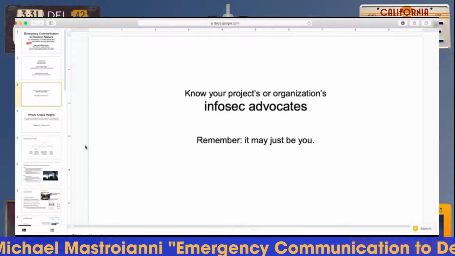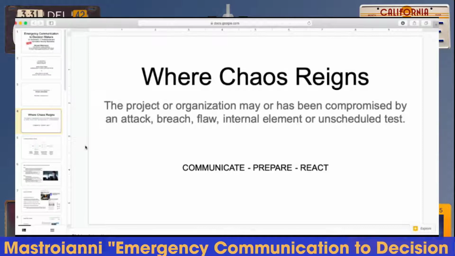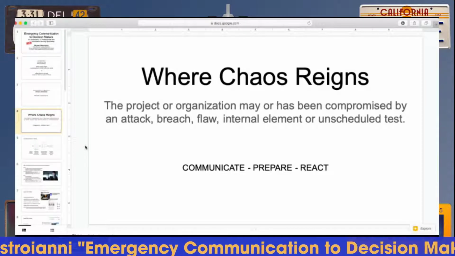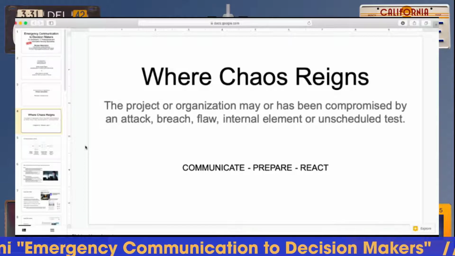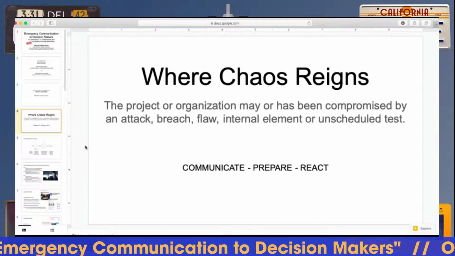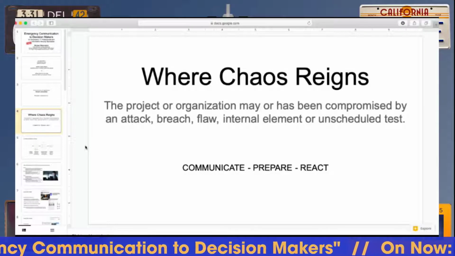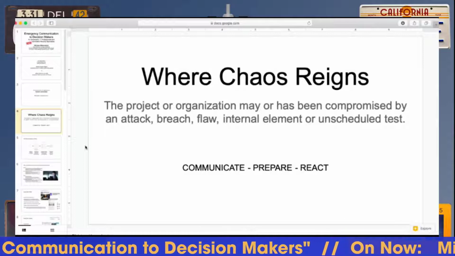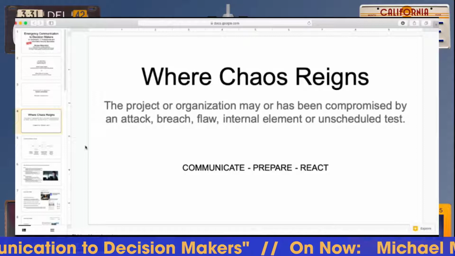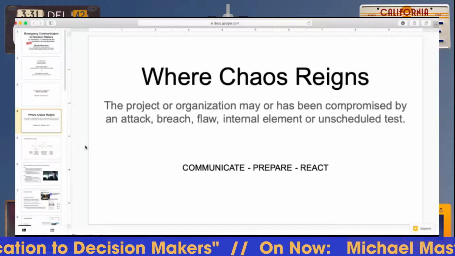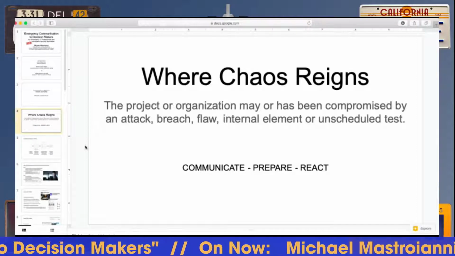So let's start with the big emergencies that you often encounter. That is where chaos reigns. What do I define chaos as? Well, it's really hard to define, but in this particular case, let's take it as it is, especially from a hacker perspective. A project or an organization has or may be imminently compromised by an attack, a breach, a flaw that you've discovered, an internal element that could be human or signal, or an unscheduled test. Because if a project or organization breaks down during one, then there's probably something seriously wrong.